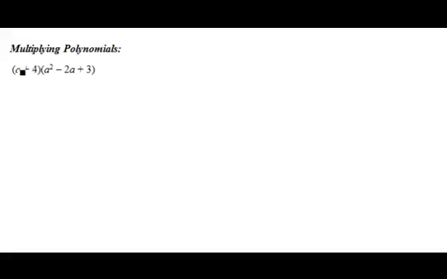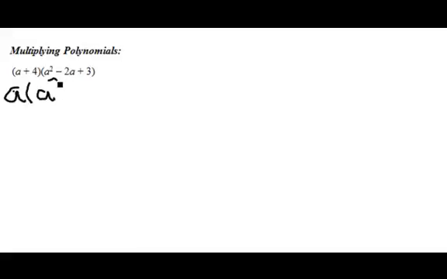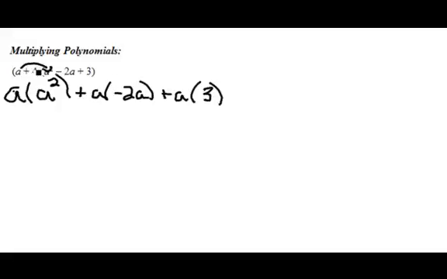So the easiest way to think of doing this is just kind of double distributing, where we're going to start by distributing this a to everything in the second polynomial, and then we're going to distribute the 4 to everything in the second polynomial. So if I start by distributing my a, I'm going to take my a times the a squared, and then I'm going to take my a times the negative 2a. We're going to take the a times the 3. So far I've gone through and distributed my a to everything.